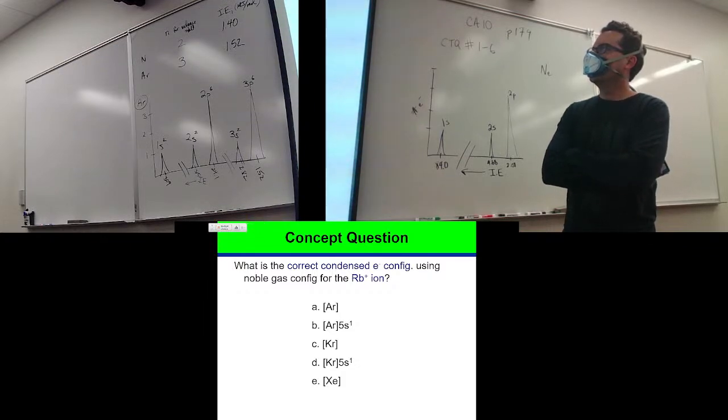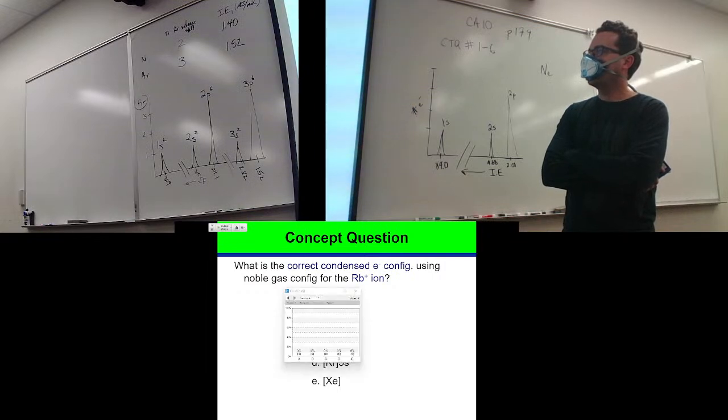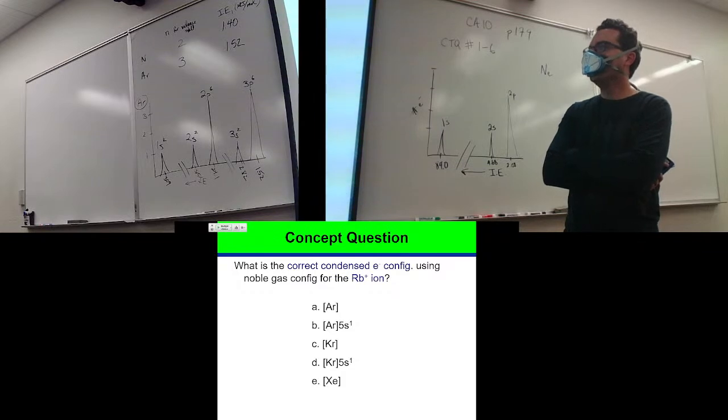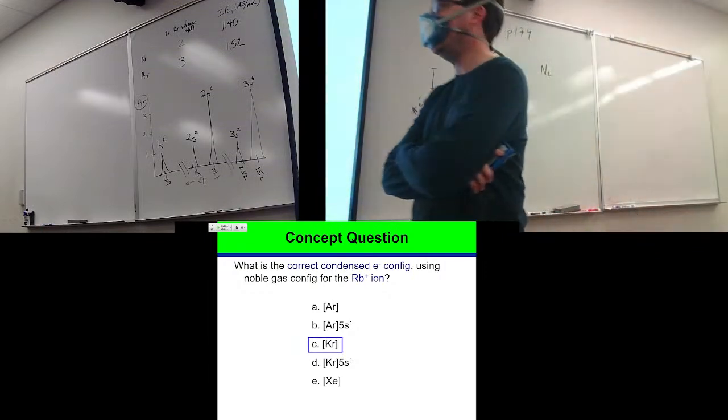Stop it there. People are saying, ooh, split between C and D. So rubidium, the original neutral atom, is D, but rubidium plus is C.